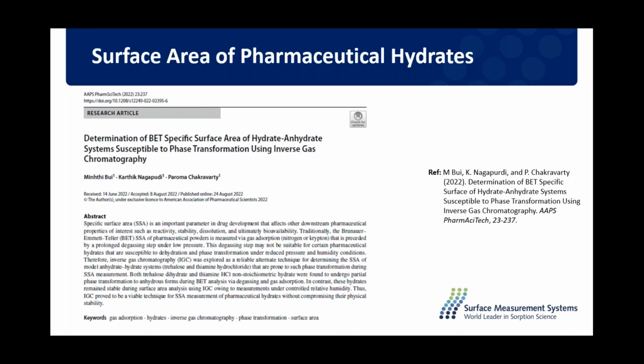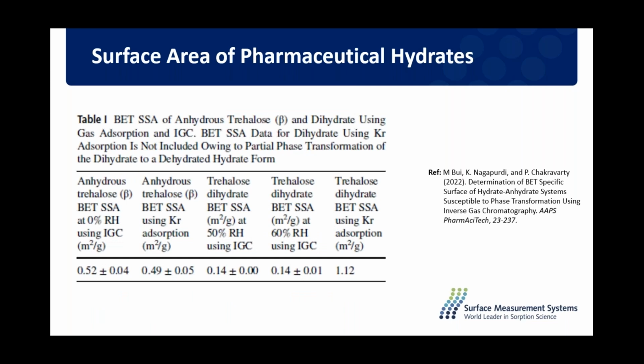And further to that, a nice paper published by a group at Genentech was looking at the use of IGC to measure pharmaceutical hydrates. You can see here that comparing the anhydrous form done by IGC and using Krypton, you get very good agreement. But when you talk about the dihydrate, it's impossible to measure the dihydrate in the nitrogen system, because by exposing it to a vacuum, you dehydrate the sample, you remove the water.